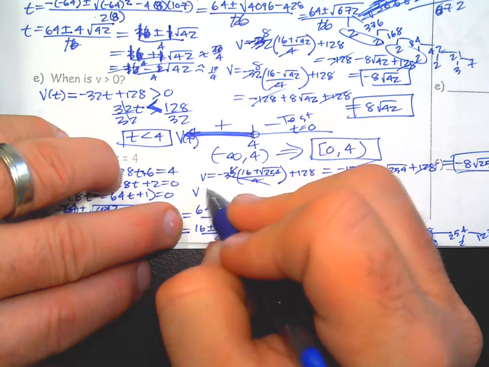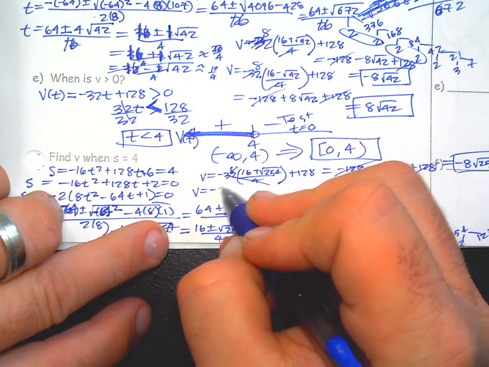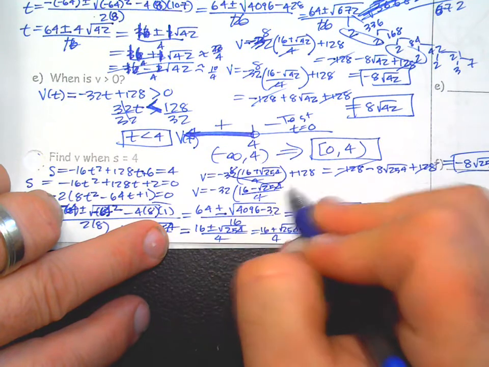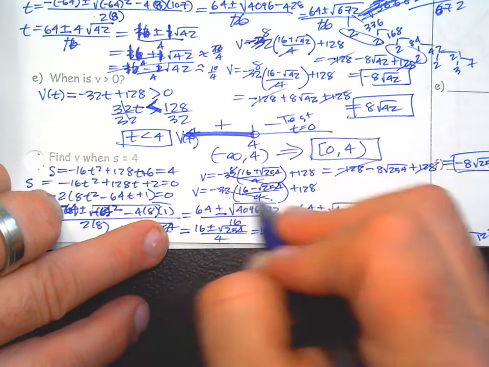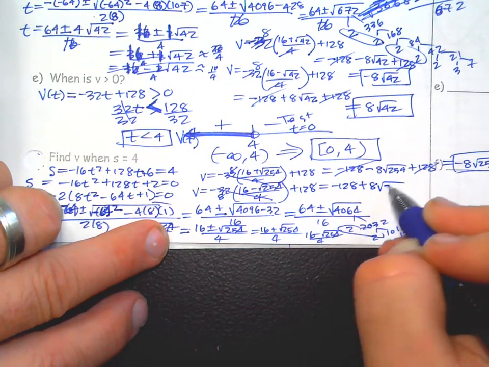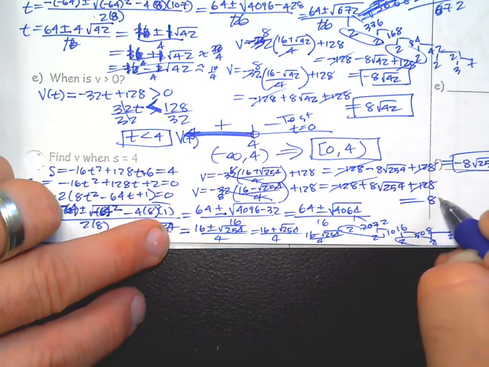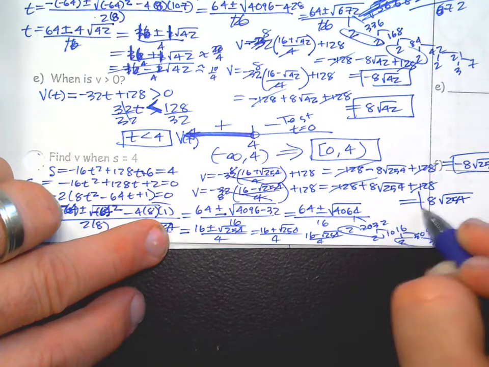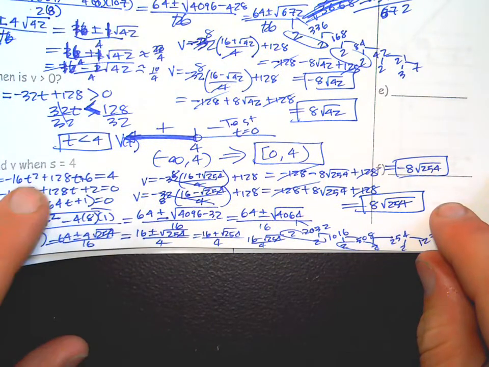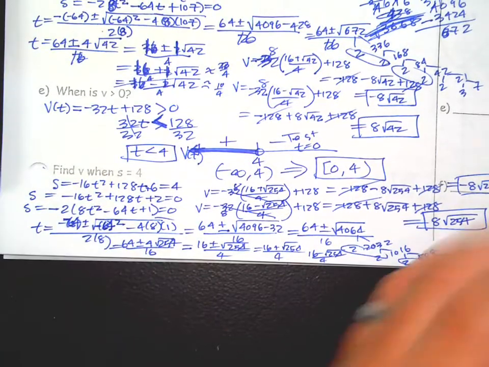And then the other one: negative 128 plus 8 square root of 254 plus 128. So, I mean, surprisingly cleanish answers. So those would be your two velocities. I think my answers on my solutions were wrong. Okay. All right, getting there.